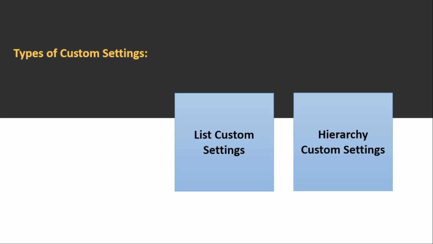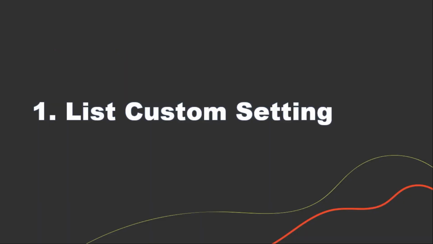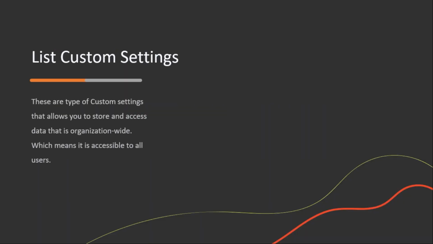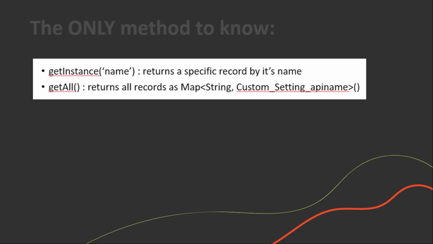So now, what are the types of custom settings? We have two types: list custom settings and hierarchy custom settings. Let's see each of them. List custom settings are a type of custom settings that allow you to store and access data that is organization wide, which means it is accessible to all users. So this is the definition of it.